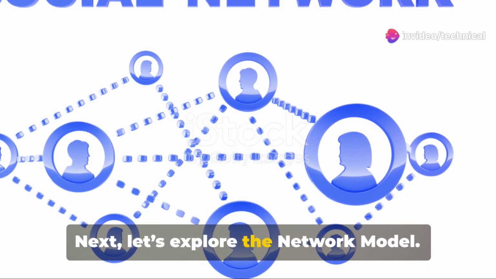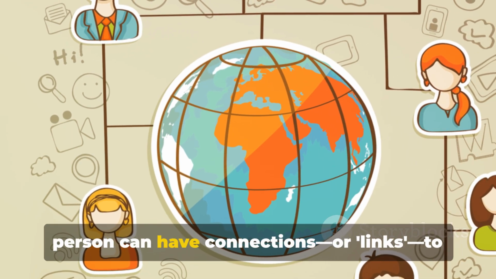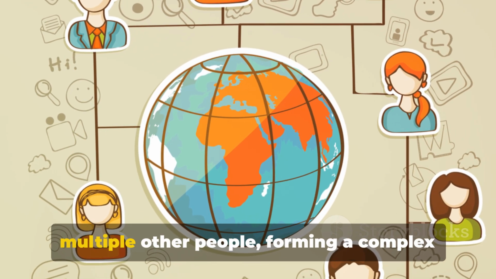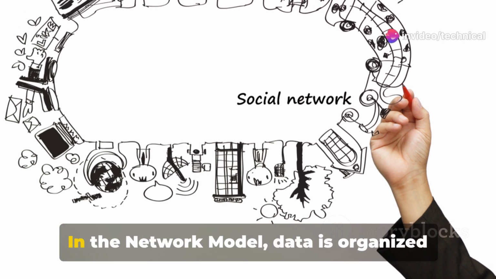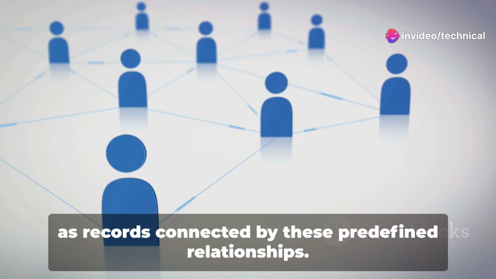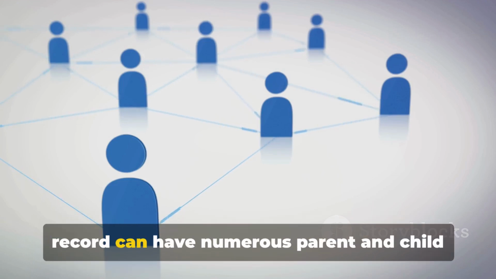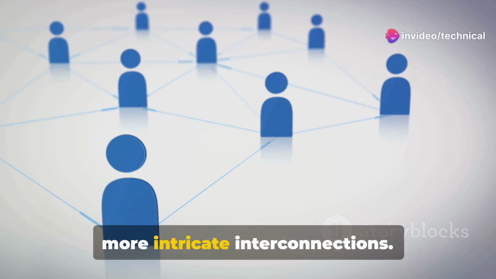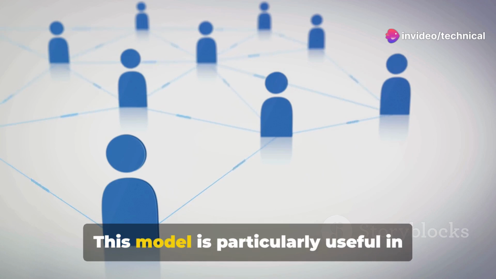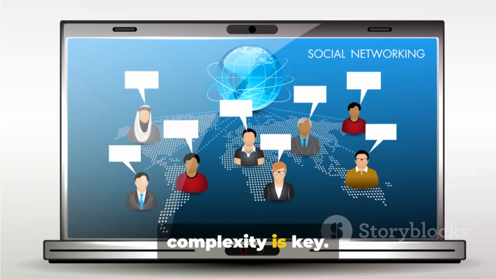Next, let's explore the network model. Imagine a social network where each person can have connections or links to multiple other people, forming a complex web of relationships. In the network model, data is organized as records connected by these predefined relationships. Unlike the hierarchical model, each record can have numerous parent and child records, enabling the representation of more intricate interconnections. This model is particularly useful in database management systems where complexity is key.